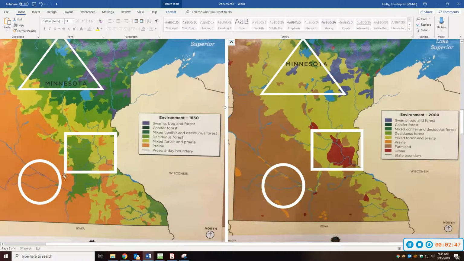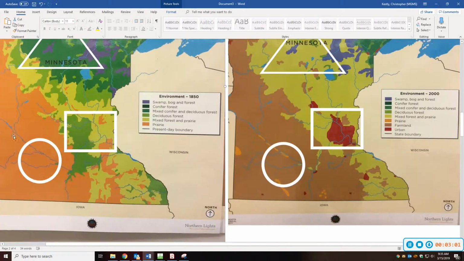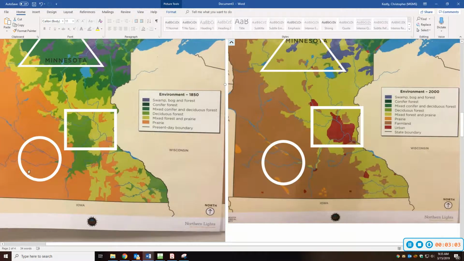Next, if you look in this circle, you have prairie. That's the orange right here. So pretty much all prairie. In fact, this whole southwest and going up into the northwest area of Minnesota was all prairie 150 years ago. Look how it is now. Almost all the brown. Brown is farmland. And look at how little prairie is left. There's just a few dots of prairie scattered here and there. So that's a pretty significant change.